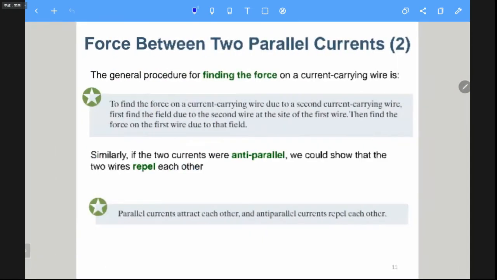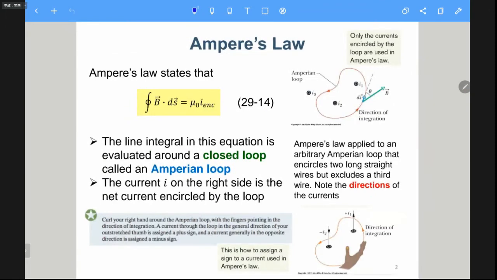Okay, so here comes the most important part of this chapter, which is called Ampere's law. And as I've mentioned, Ampere's law is one of the Maxwell equations. So in chapter 23, you learned Gauss's law, where you need to use the surface integral, and here we need to use another calculus technique called the line integral.